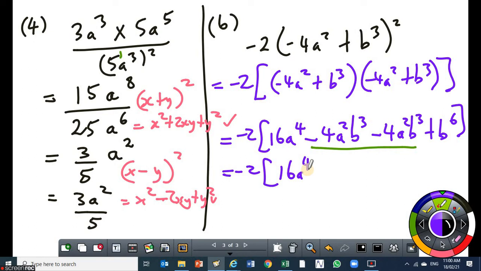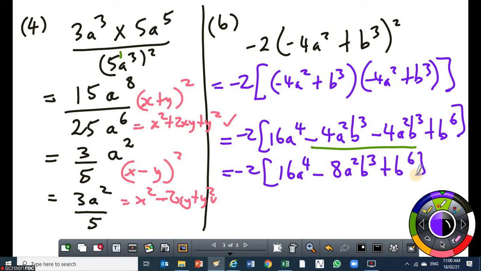Alright. I know that a question like this can cause problems. When you want to simplify something like this, forget about the letters. Concentrate on the coefficients. What is minus 4 minus 4? Minus 8. Then you just add those letters. So it will be minus 8a squared b cubed plus b to the power of 6.